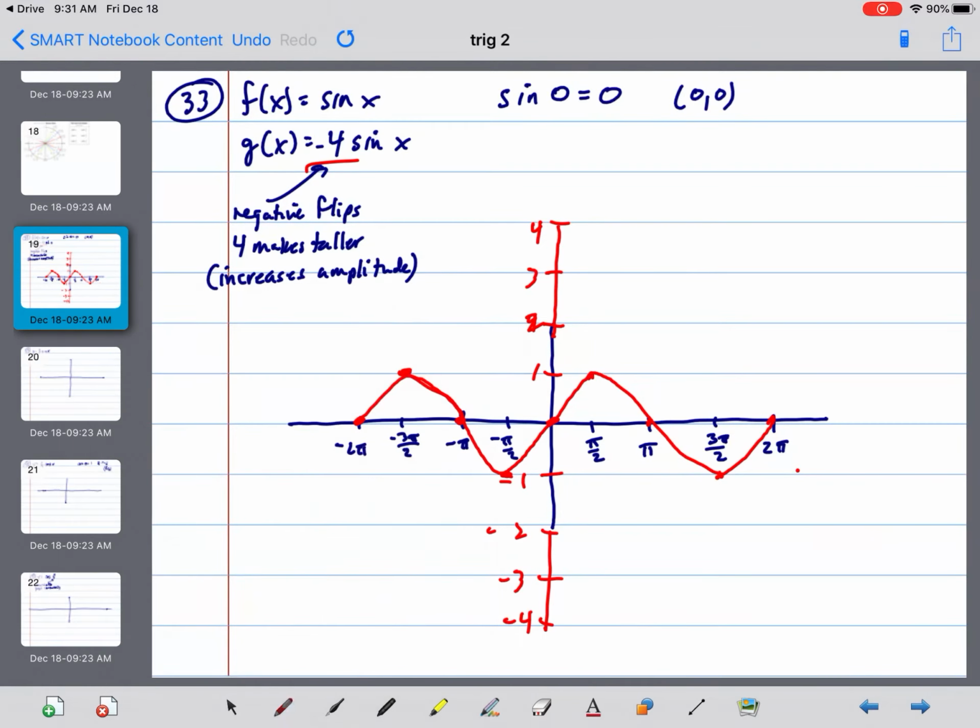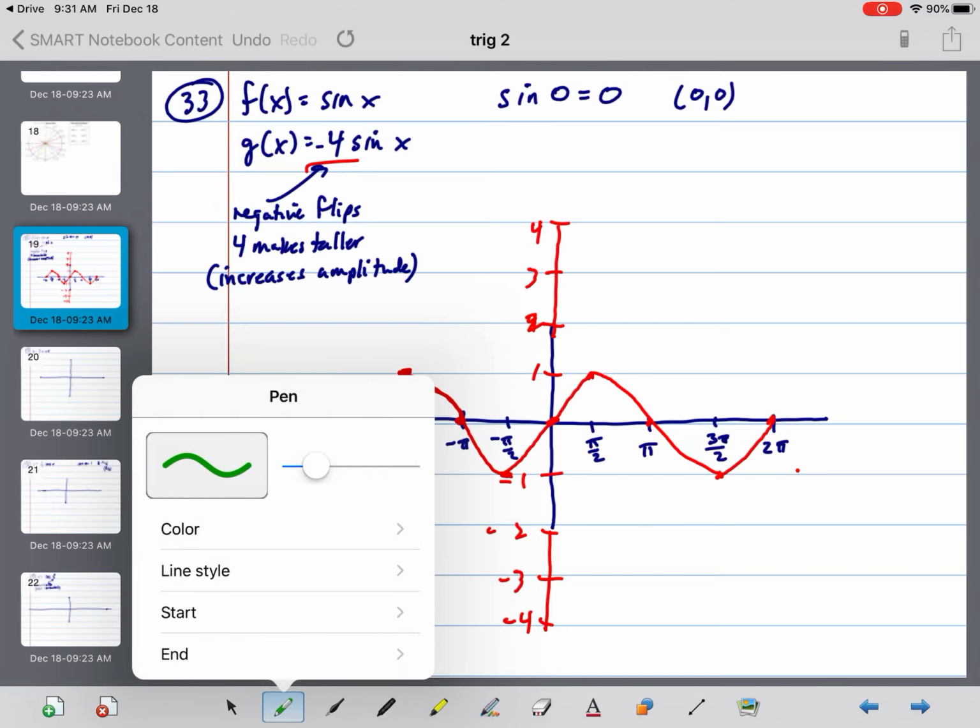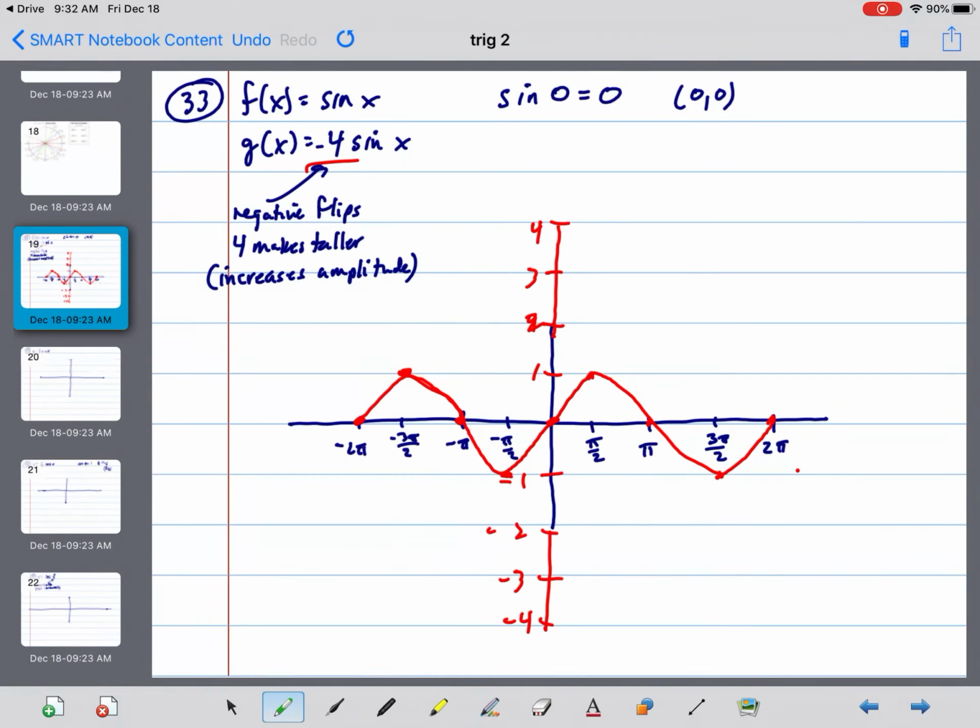Now the second graph, the -4 sine x, this one is going to be a little bit wilder because it's going to go to the top, but it's going to flip. Instead of going up first, it is going to go through 0, 0. I'm going to do this one in green. It is going to go through 0, 0, but then it's going to go down to -4. So it's going to go all the way down here at pi/2, and then it's going to come back up to 0 at pi. And then at 3pi/2, it's going to be all the way up at +4. And then at 2pi, it's going to be coming back to 0.